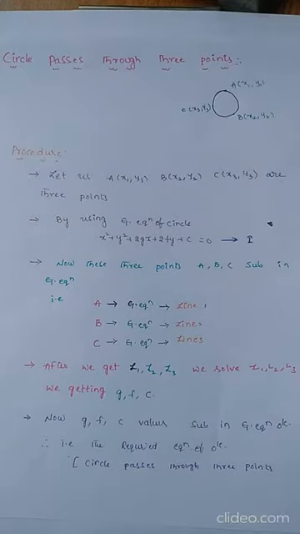Once again, using the 3 points A(x1, y1), B(x2, y2) and C(x3, y3) and the general equation x square plus y square plus 2gx plus 2fy plus c is equal to 0, we substitute the 3 points and get 3 lines. Solving them, we get the values of g, f, c. Substituting these in the general equation, we get the required equation of the circle passing through the 3 points.